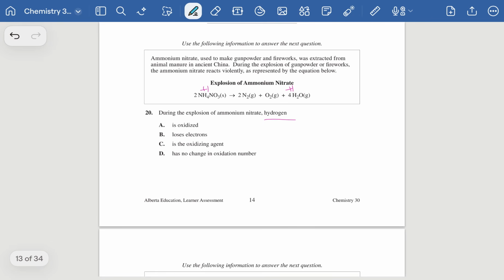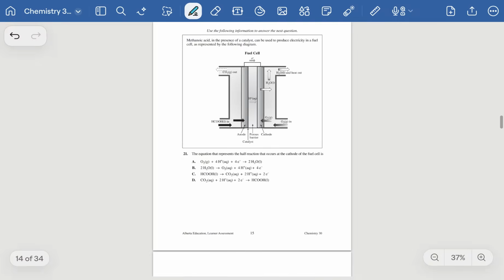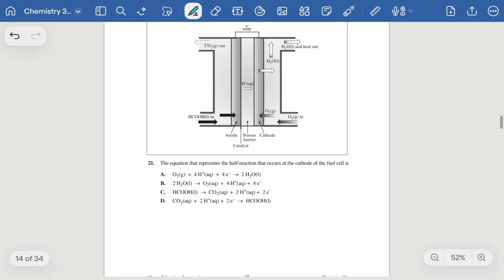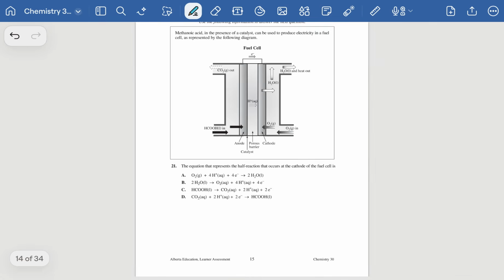It's not being oxidized, it's not being reduced, because it has no change. Okay, we're going to keep going. Same thing, I feel like this is a common old diploma question that comes up. You have the half cell, and it's asking what is occurring at the cathode. So you take a look at what's happening. We see where the cathode is. You do see oxygen going in.